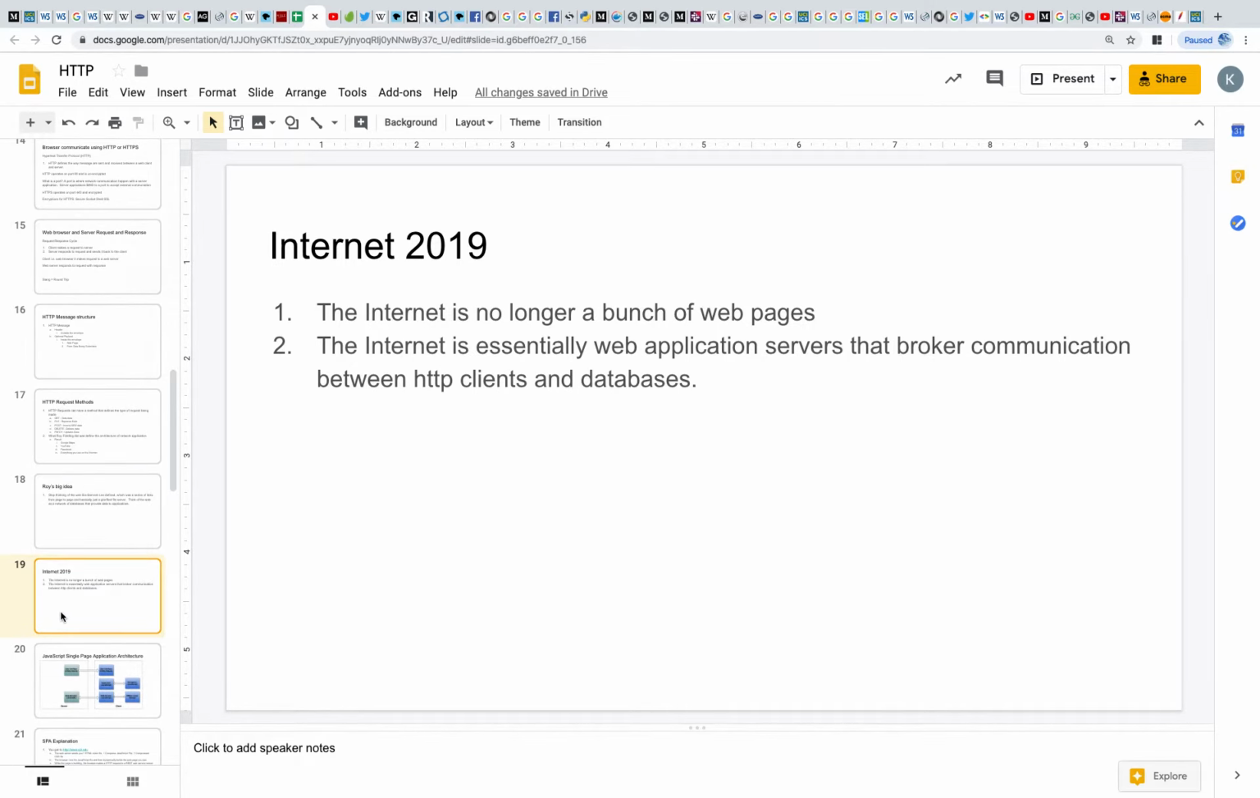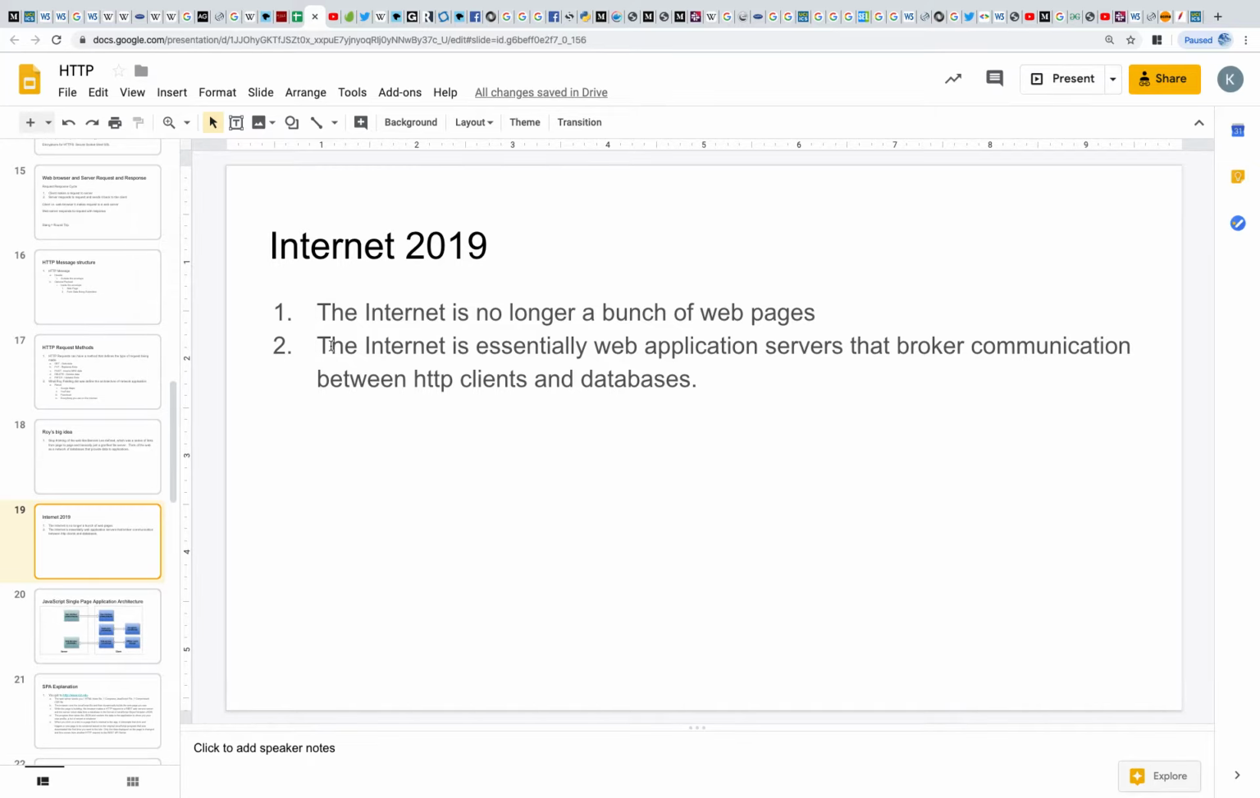So today, if we fast forward from when he had his dissertation in 2000 and then things took off till now, the internet is no longer a bunch of web pages. The internet is essentially web application servers that broker communication between HTTP clients and databases. All right, so what does that mean?